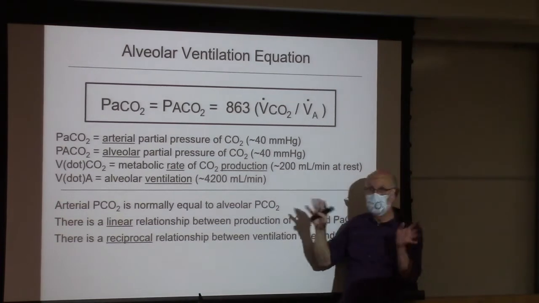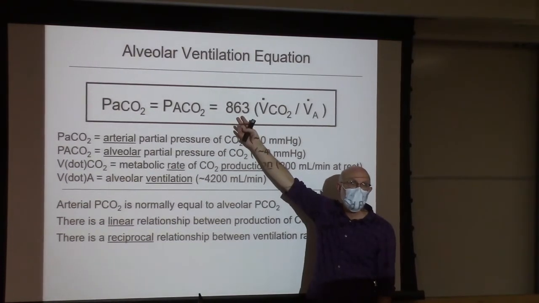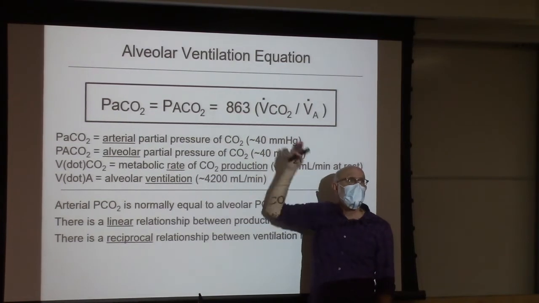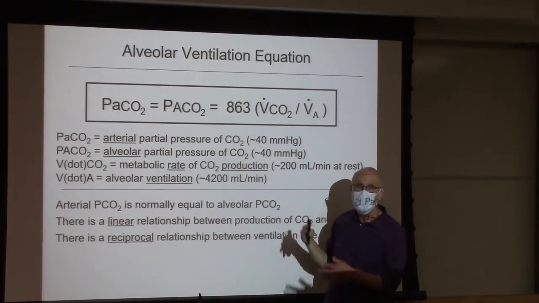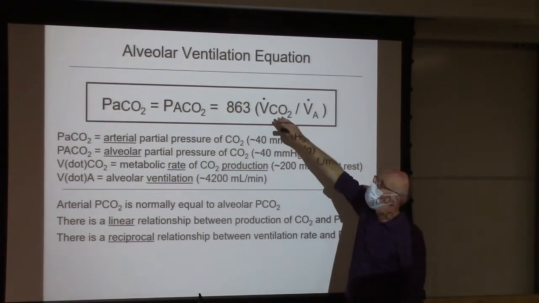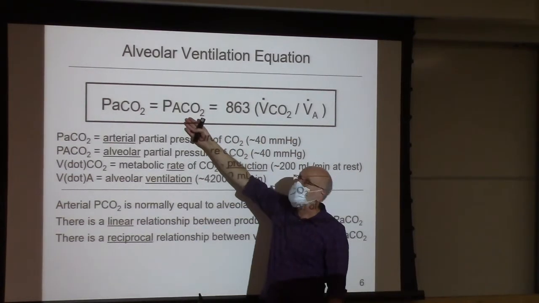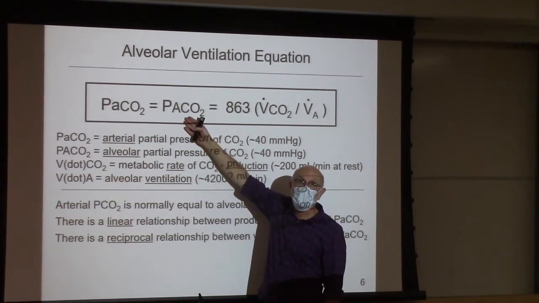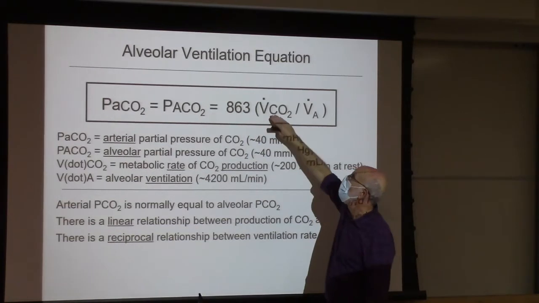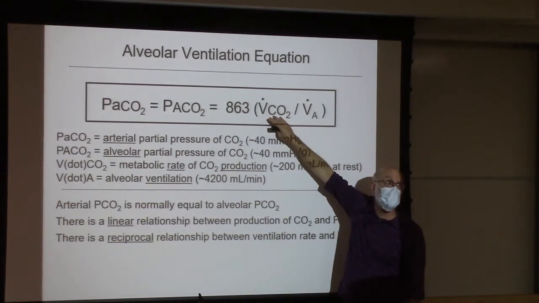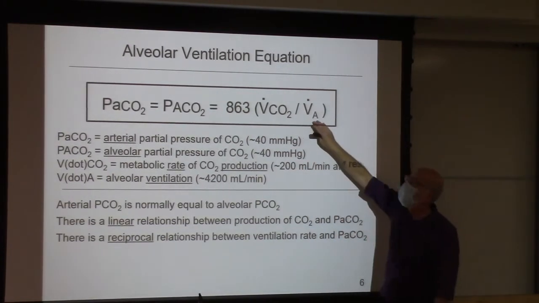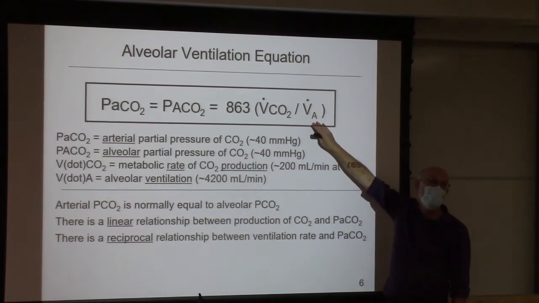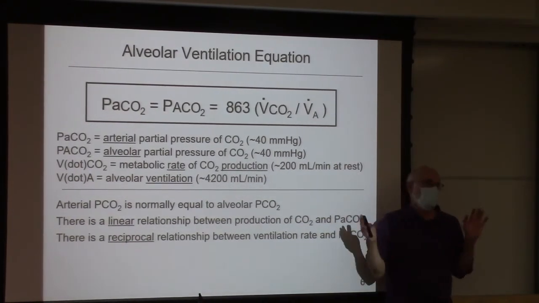You do not need to spend a lot of mental energy memorizing this number. This number you can look up or I'll give it to you. But I do want you to know how to set this equation up. If you set it up, partial pressure of alveolar CO2 is equal to something. You want to put the production of CO2 in the numerator and the ventilation in the denominator. If you don't set it up right, you're going to get completely screwed up.